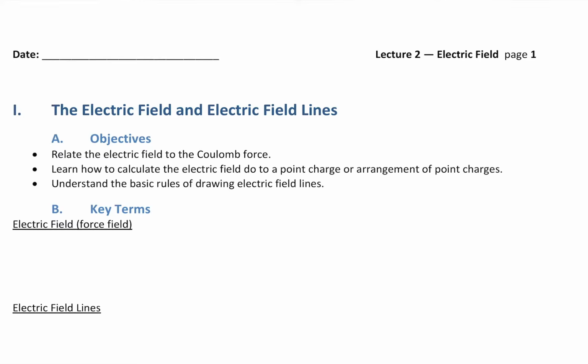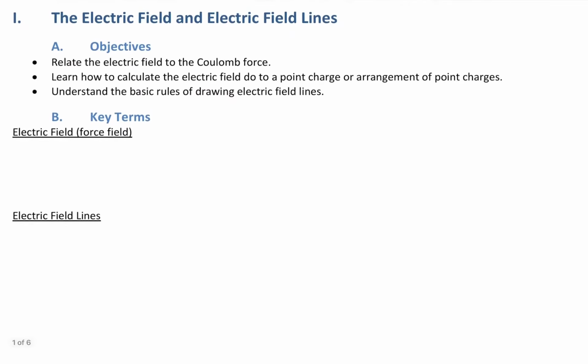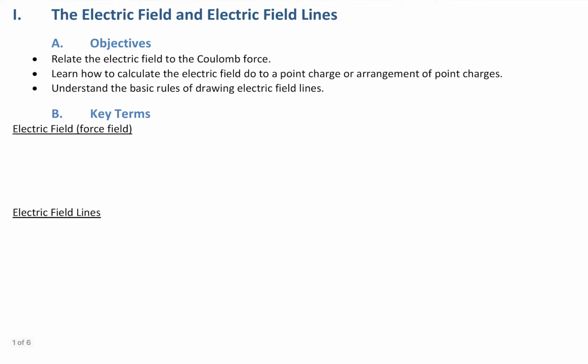We have a few objectives. We want to relate the electric field to the Coulomb force. We want to learn how to calculate the electric field from a point charge or arrangement of a few point charges. We want to understand the basic rules of drawing electric field lines, and I'll have a few concept questions to get there. So let's look at our key terms. There's only two of them. The electric field, which is a force field, because that's what it represents. It tells you where the forces point and how strong they are at particular locations.